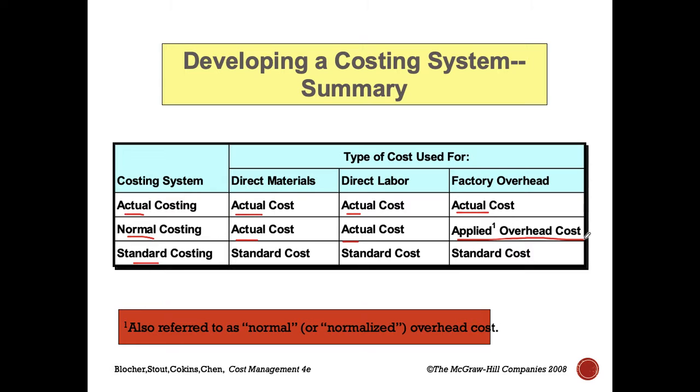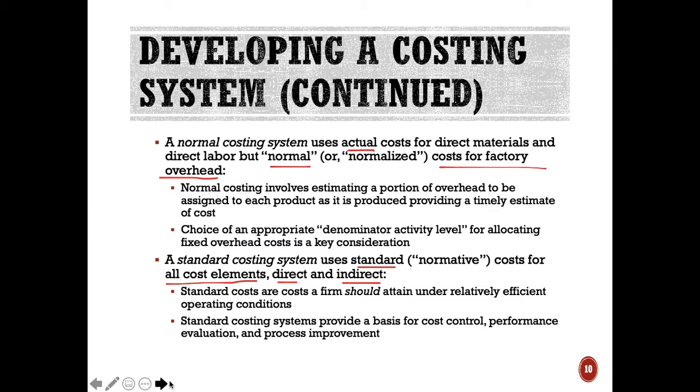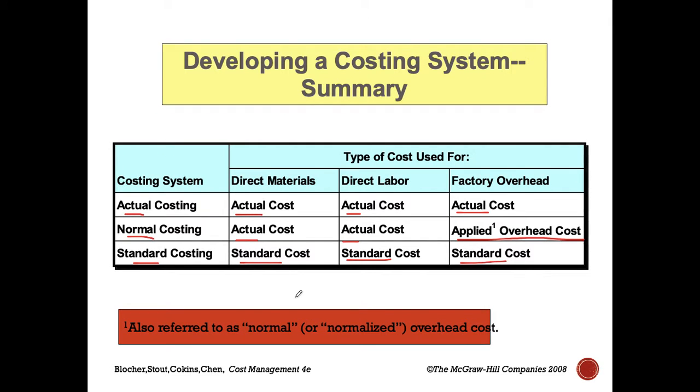And for standard costing, all components, which is direct materials, direct labor, and factory overhead, use standard cost. Standard is a normative cost, under relatively efficient operating conditions. And for job costing, we actually use normal costing.